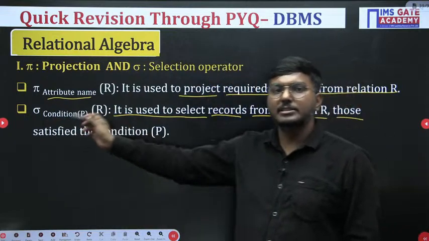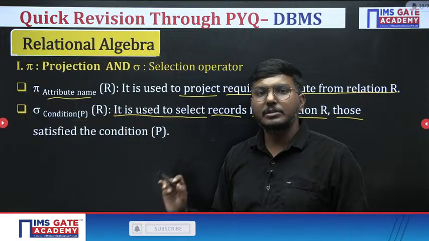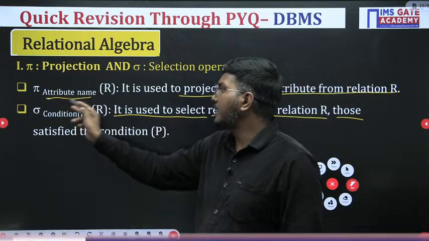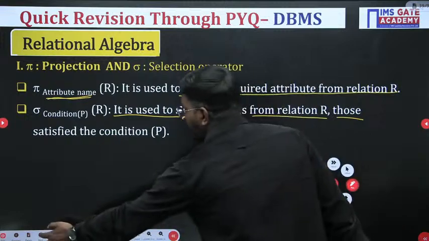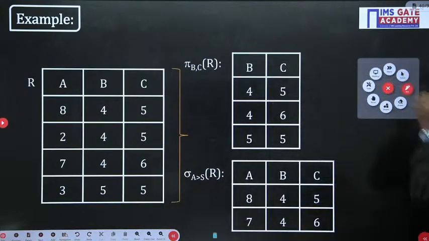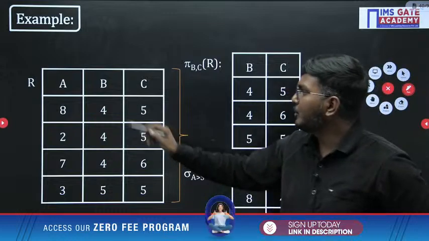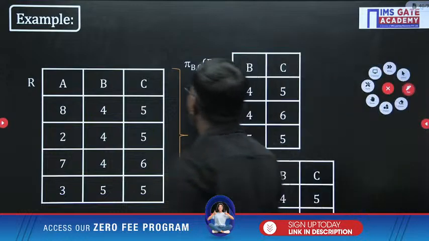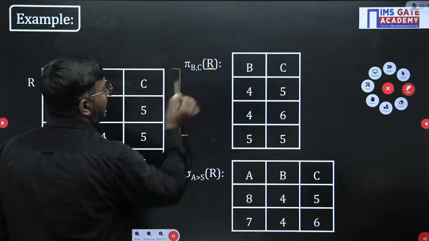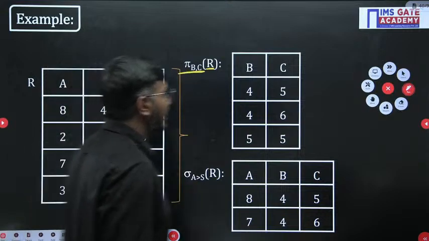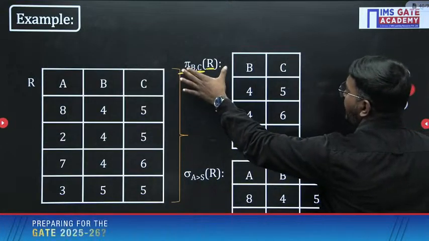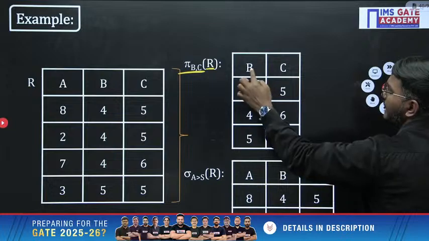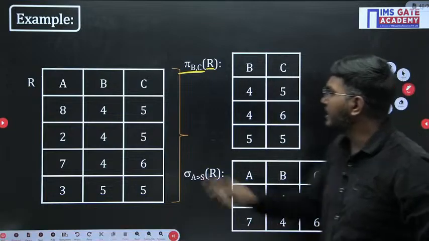So the selection operator will select the record based on the condition. If that record satisfies the condition, then it will select the record, and projection is based on the attributes. Understood? Fine. Now see here, this is a sample example. We are given one relation having attributes A, B, C, and some values. Now if you want to project B, C from this R, this is the result of the projection. The result of this relational algebra expression is nothing but this table. Finally we have the attributes B and C, and it keeps the values, see 4, 5.